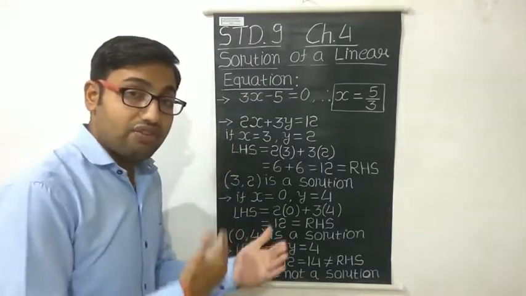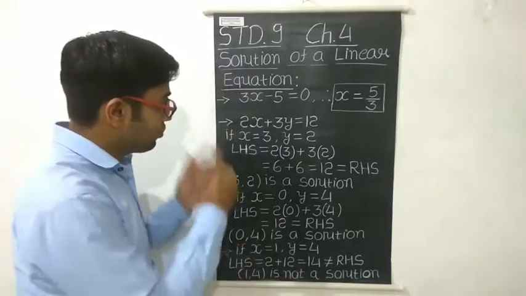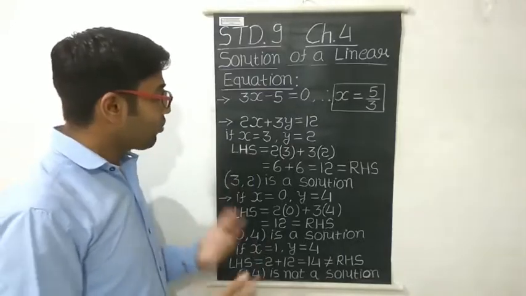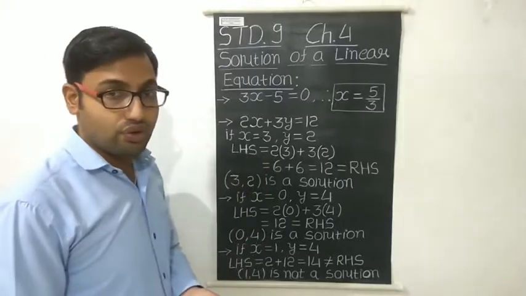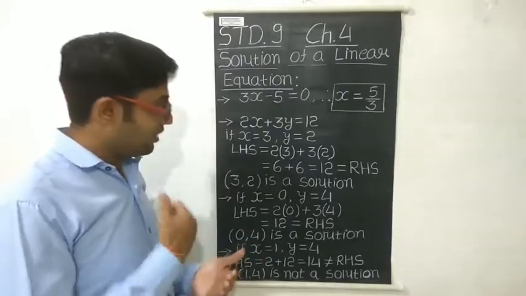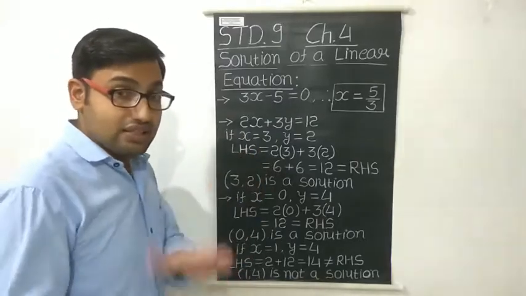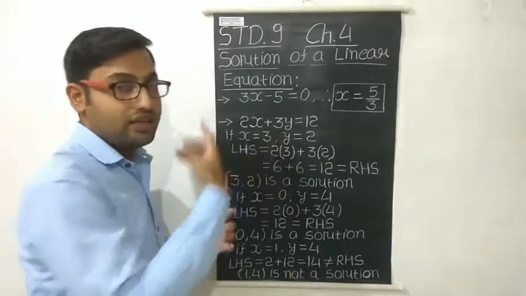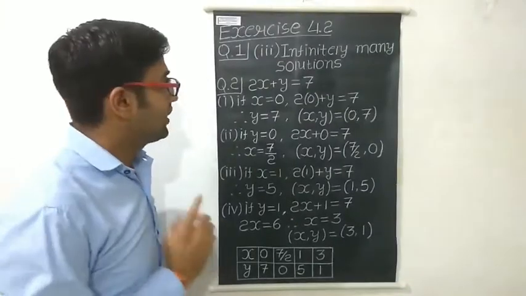So not every value of x and y can become the solution of this linear equation. So the question is how to find out the different solutions of this linear equation. Okay, so let us take one example and understand how to find out the different values of x and y such that both the values of x and y become the solution of this linear equation. Okay, let us continue.